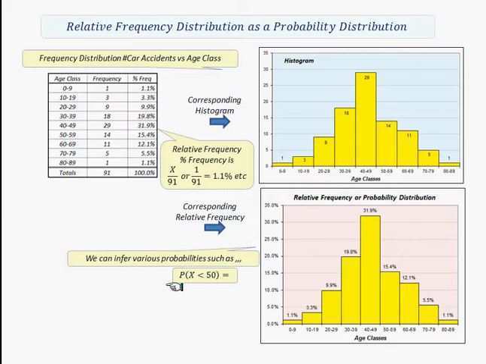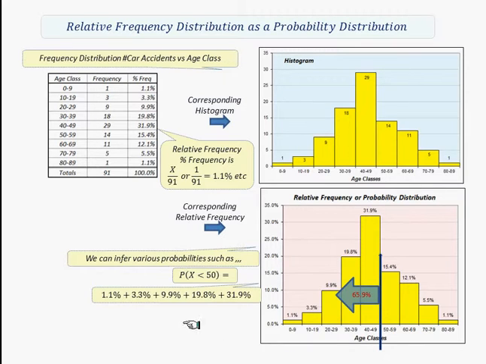Probability x less than 50. Well, 50 is over here, so it's just the sum of these numbers, and they're coming on the screen here, 1.1%, and so on, giving you 66% probability of getting a value x less than 50.